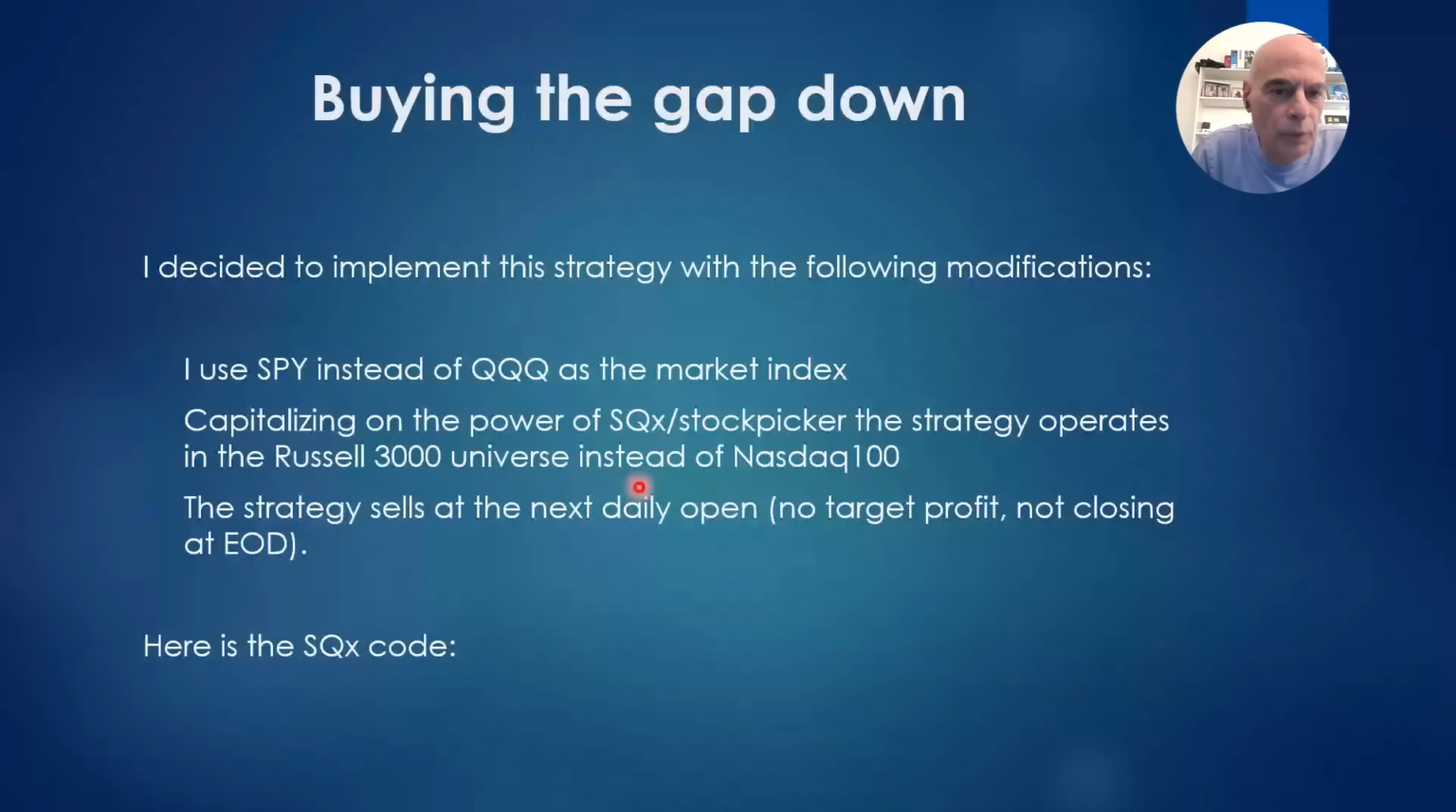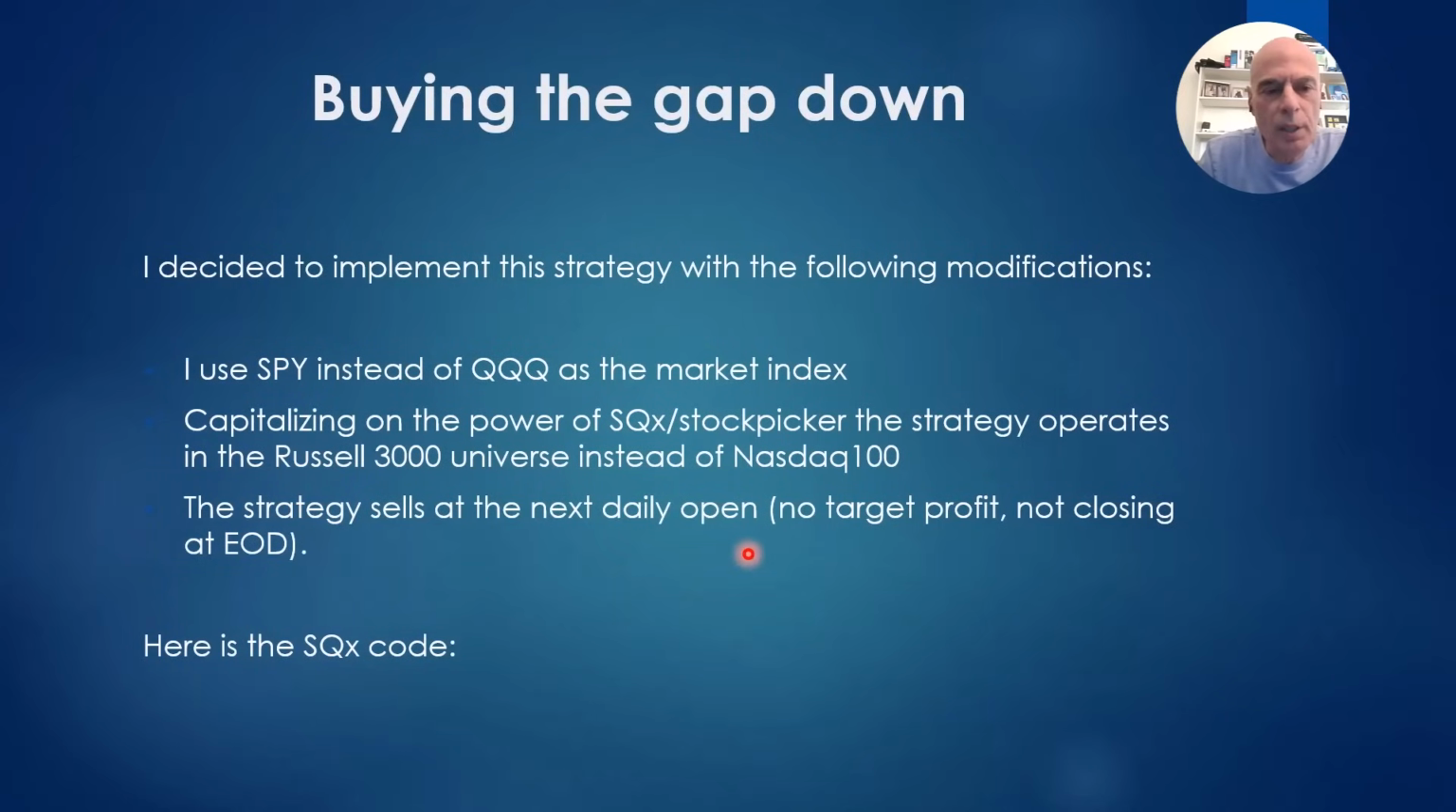And the last modification is that the strategy gets out of the position on the next day's open. So there's no target profit and no closing at end of day. And this particular exit method is friendly for PDT constrained accounts. If the account is less than 25,000, you can still deploy this particular strategy.